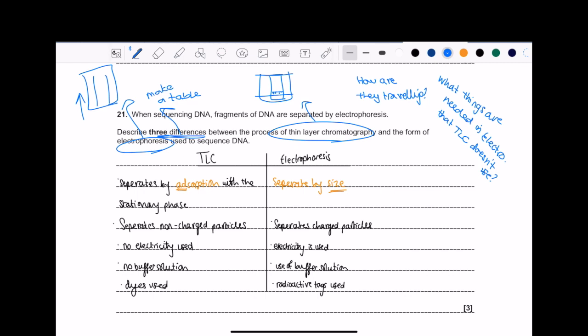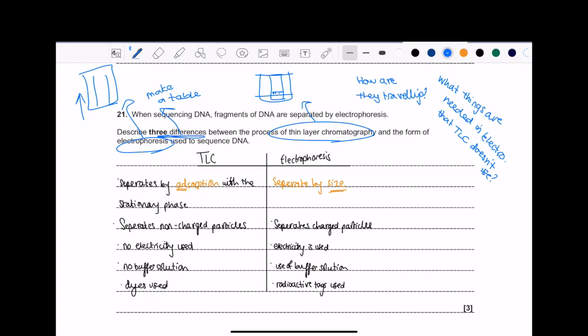TLC, what does TLC need? It needs dyes, but not radioactive dyes, or radioactive tags or fluorescent dyes, as electrophoresis does. TLC needs comparatively less things, and the way that the substances are separated in both the procedures differ, right? What they separate differs. What materials they use differs, and they're all points. I've written quite a few there, but you only need 3.